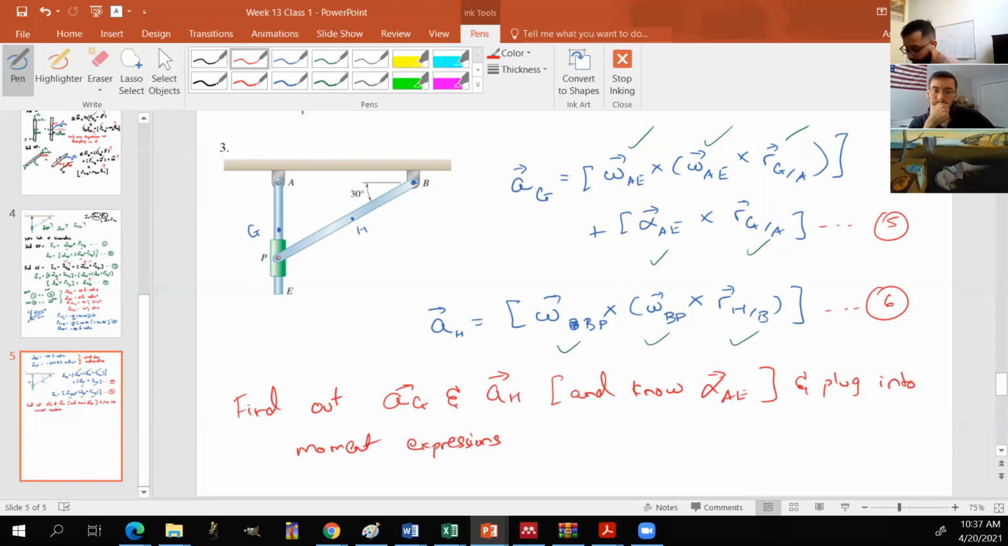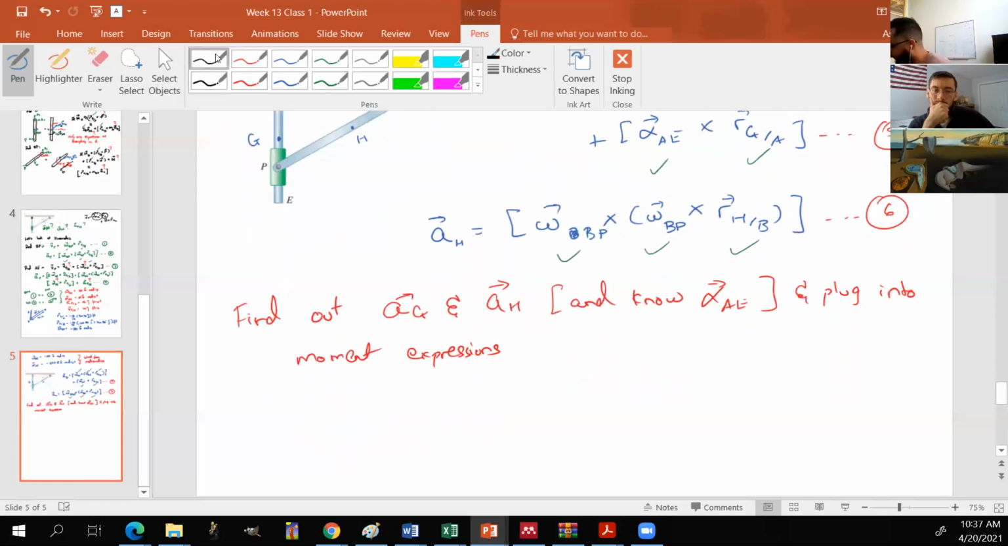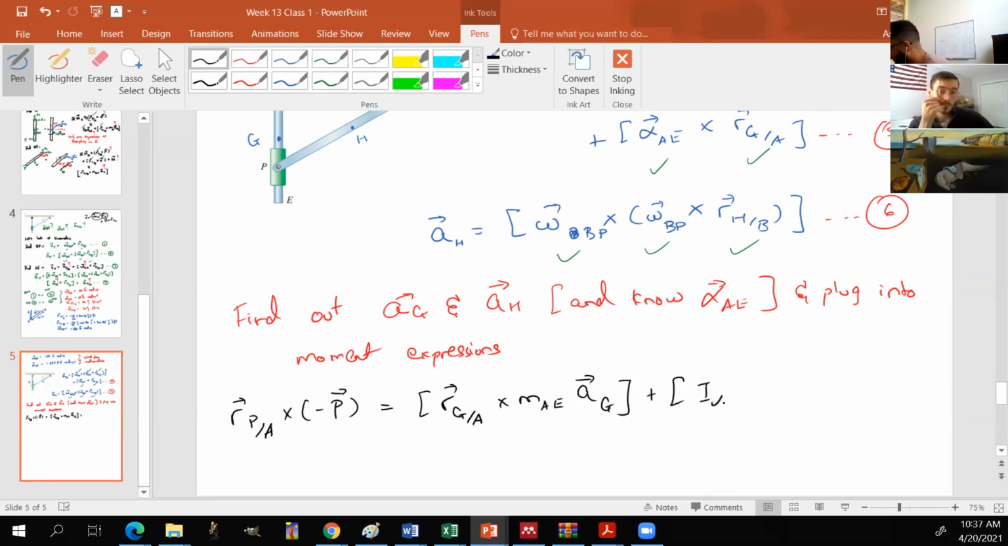And I'm just going to write out the expressions below again. So what we had was R of P relative to A crossed with minus P like that. That was equal to R of G relative to A crossed with the mass of AE times AG like that plus IG for that rod times alpha AE.